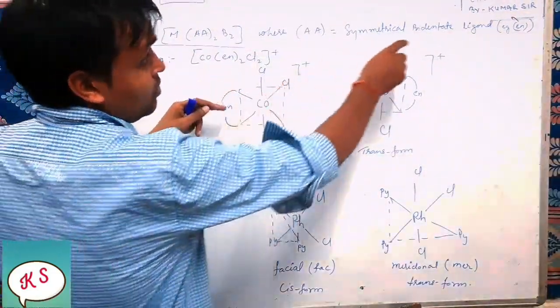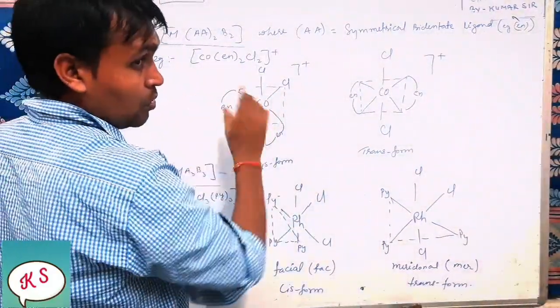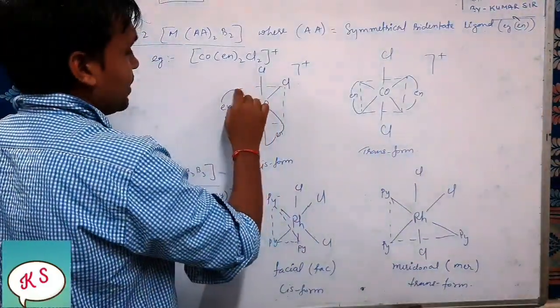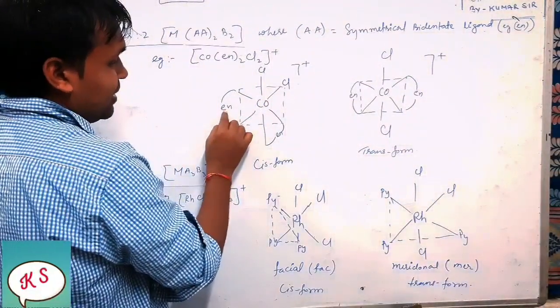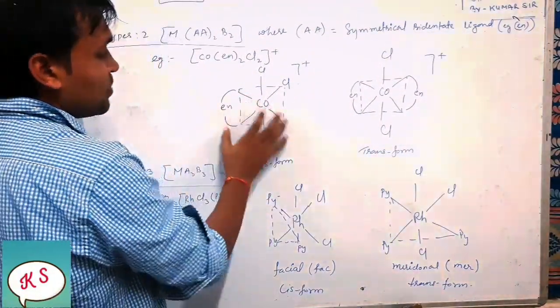And that is why it is called what? Bidentate. It can form a bond through 2 atoms. So these 2 positions are occupied by en, and again these 2 positions are occupied by en. Okay, got it or not?